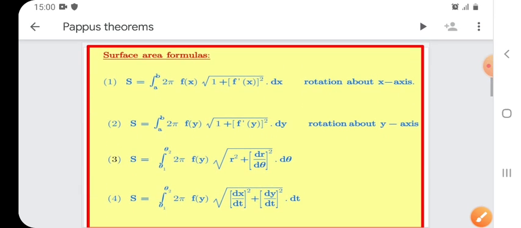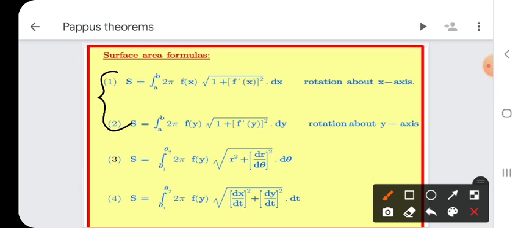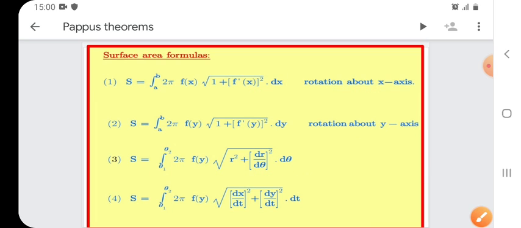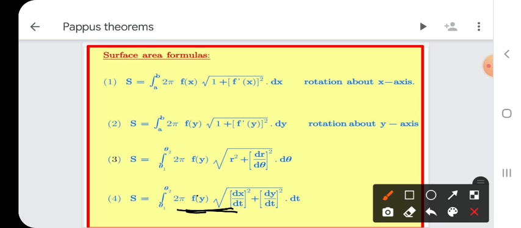Next, these are the surface area formulas. First and second are in Cartesian form. Based on the x-axis we have two formulas. This is the polar form; here also we have two formulas. If it revolves about the x-axis we write f of x. If it revolves about the y-axis we write f of y. And the last one is the parametric form. Here also we have two formulas, f of x or f of y, based on the axis.